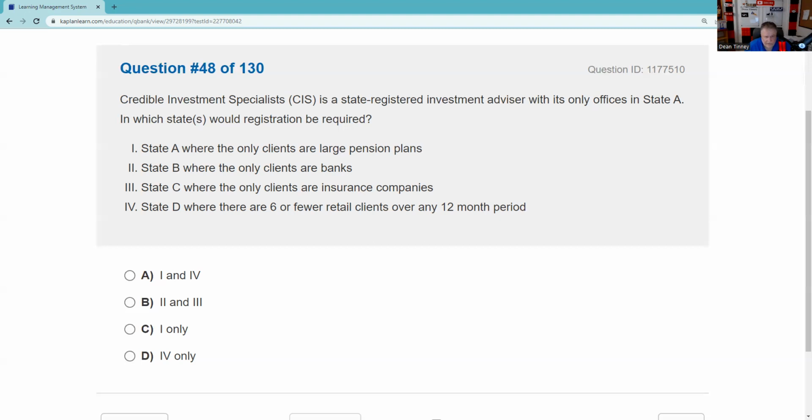State D, where there are 6 or fewer. Now, remember, de minimis, 6 or fewer is 5 or less, right? So if you have more than 5, you've lost the de minimis. So it's going to be 1 and 4.